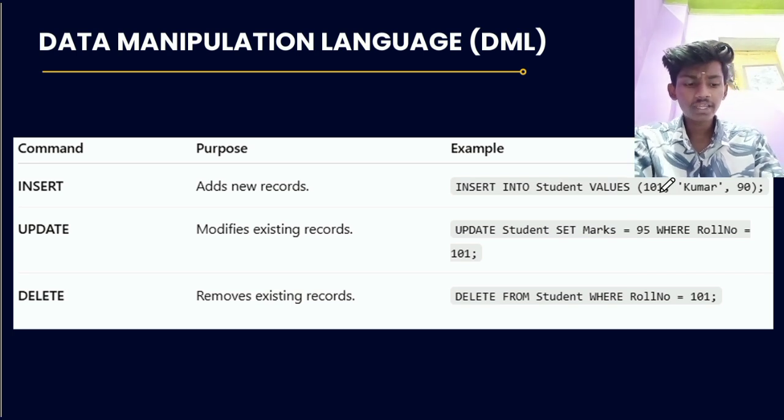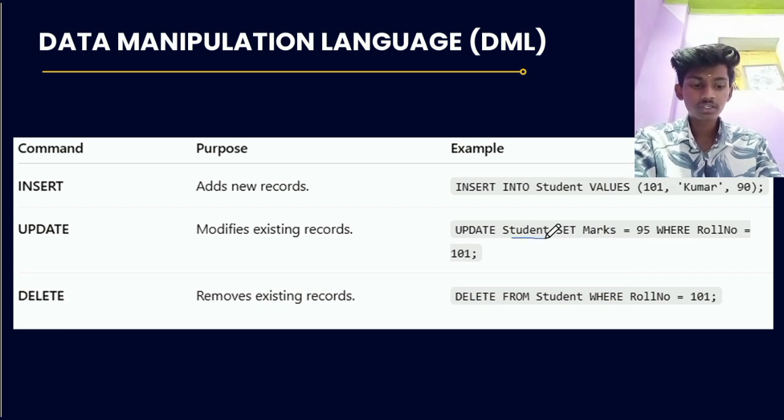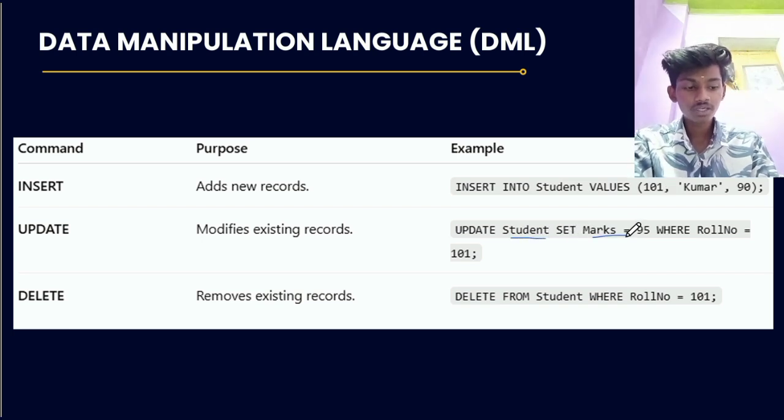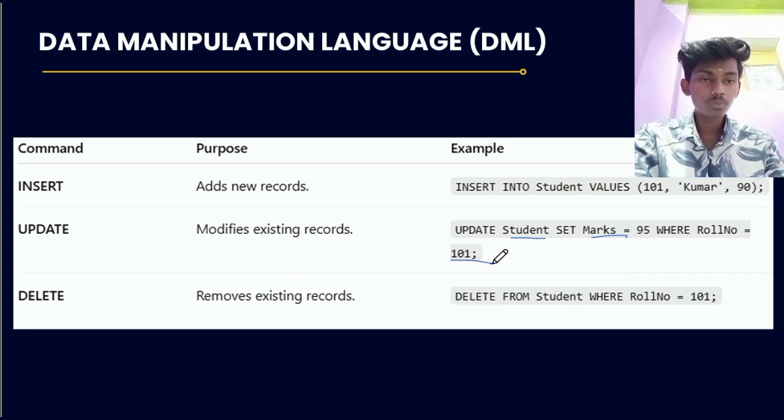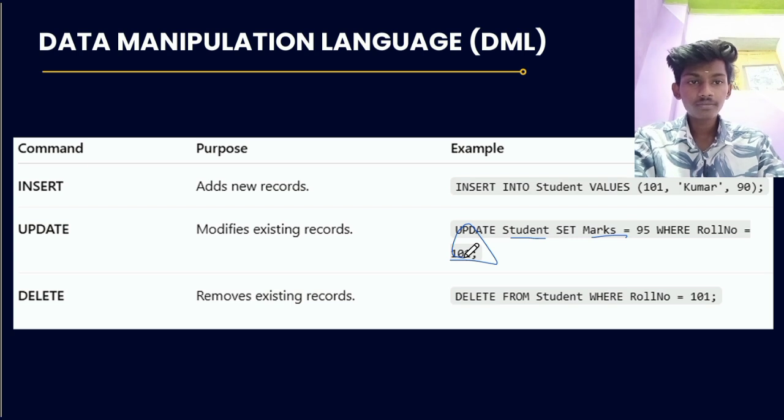Update modifies existing records that are available in the table. Syntax: update table name, set column name is equal to value where a certain condition is given. Update runs based on the condition we give. For example, update students set mark is equal to 95 where roll number is equal to 101. It will update the mark as 95 where the roll number is equal to 101.